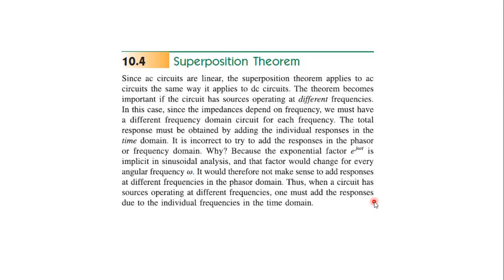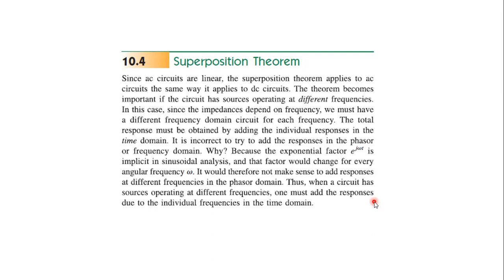It means that when we have two sources and we want to find out what is the current through a particular resistor due to these sources, what we have to do is consider one source at a time and find out what is the current in that resistor due to that source, then add up both the responses. So that is the superposition theorem.